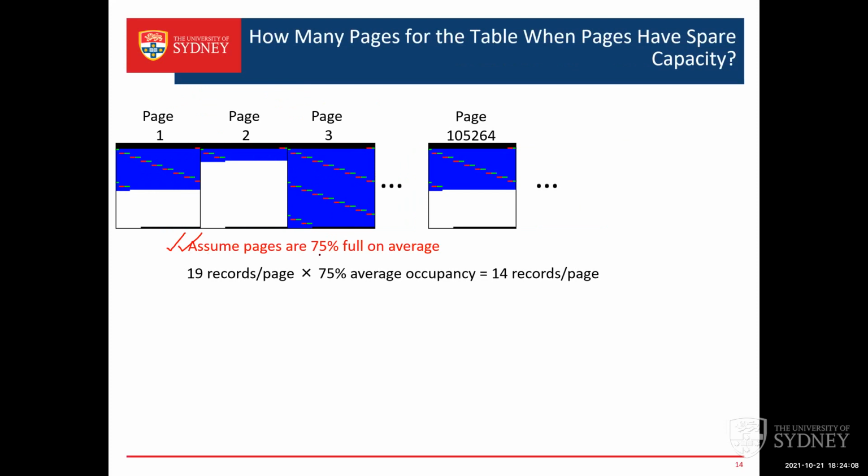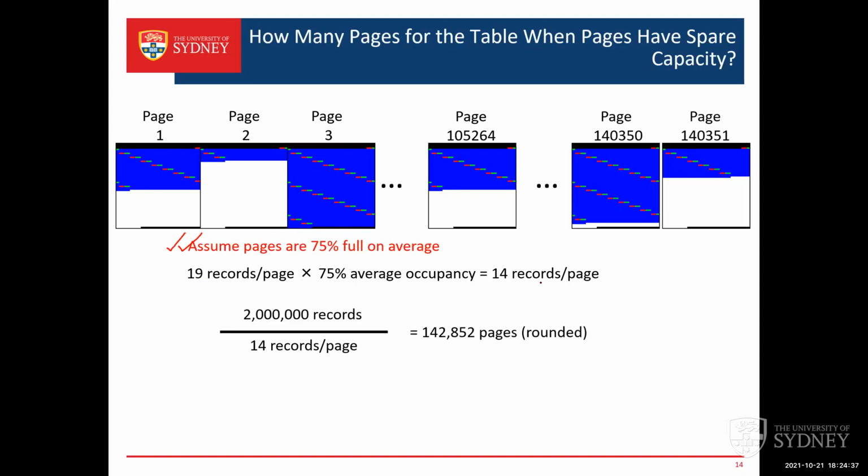Let's assume that pages are on average 75% full. On average simply means that some are 100% full, some are 50% full, something like that, right? So we made an assumption that these pages could be 75% full. If that is 75% full, then how many records can we store? We have previously calculated that we can store 19 records. If the pages are on average 75% full, then we can store 14 records per page.